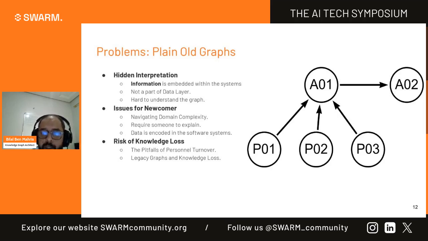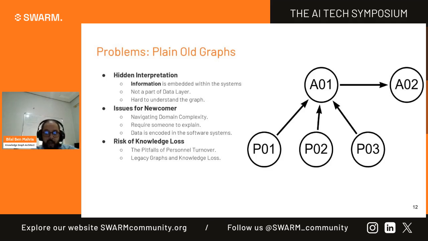The difference between a plain old graph and a knowledge graph is that the interpretation of the information in a plain old graph is encoded in the system that uses the graph, rather than being a part of the data itself. And this can be a problem. Why? Because the interpretation is embedded within the systems rather than in the data. This can cause problems for newcomers. For example, a data scientist with no previous knowledge of the domain may struggle to perform analysis such as basket analysis to find out which products are purchased together.